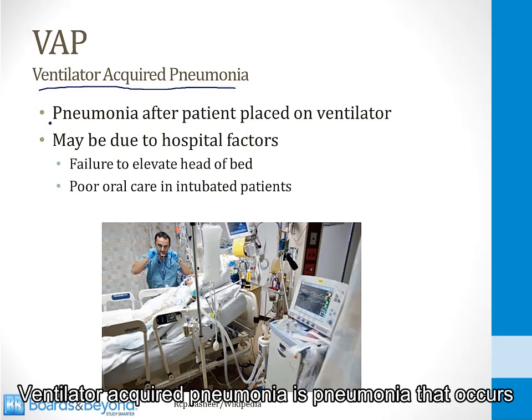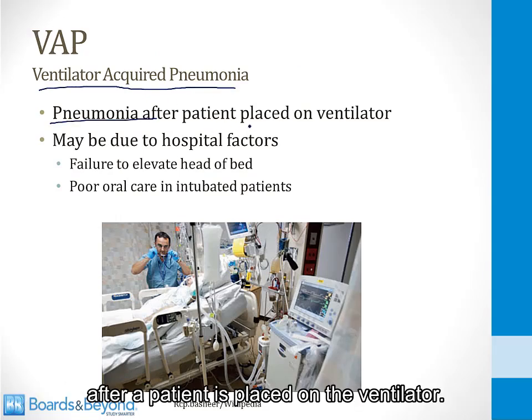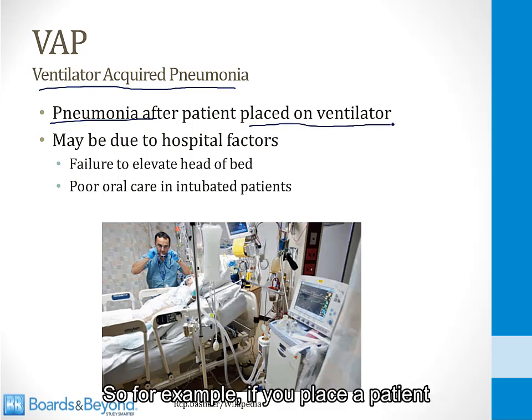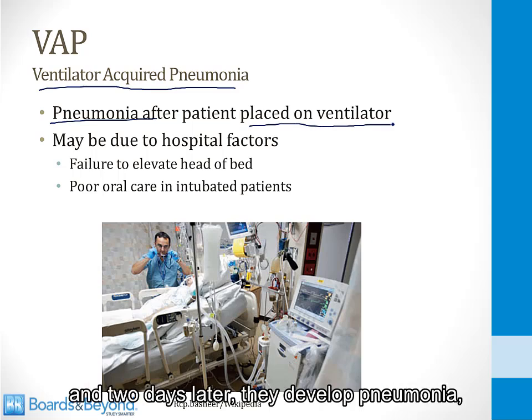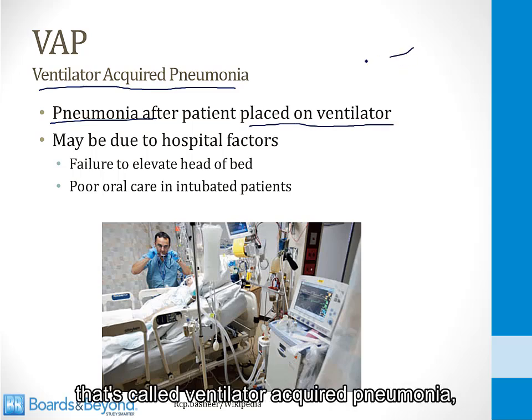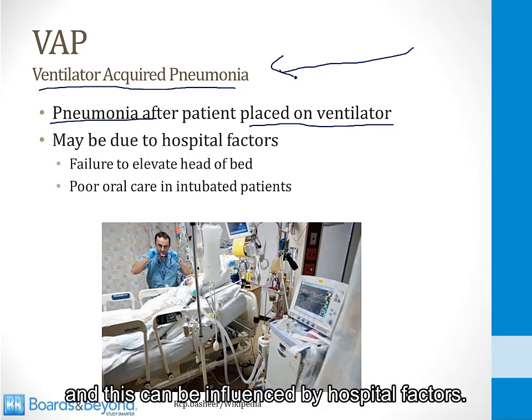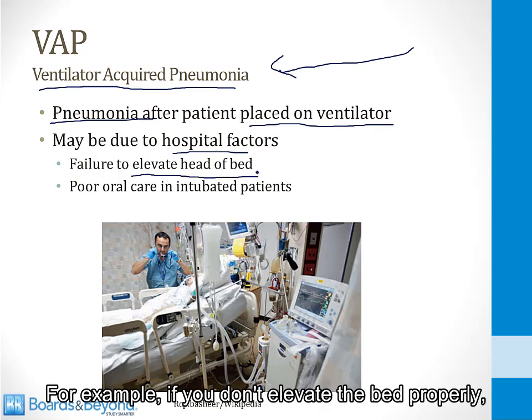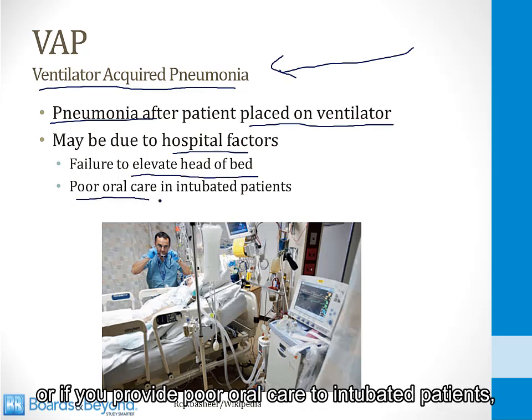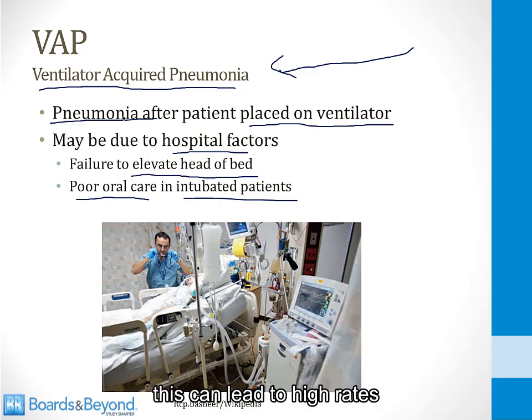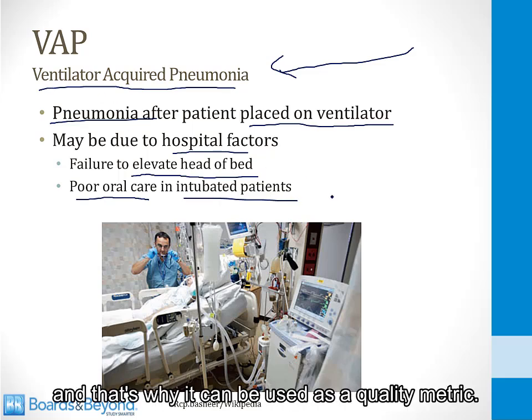Ventilator-acquired pneumonia is pneumonia that occurs after a patient is placed on the ventilator. So for example, if you place a patient on mechanical ventilation for heart failure, and 2 days later they develop pneumonia, that's called ventilator-acquired pneumonia. And this can be influenced by hospital factors. For example, if you don't elevate the bed properly or if you provide poor oral care to intubated patients, this can lead to high rates of ventilator-acquired pneumonia, and that's why it can be used as a quality metric.